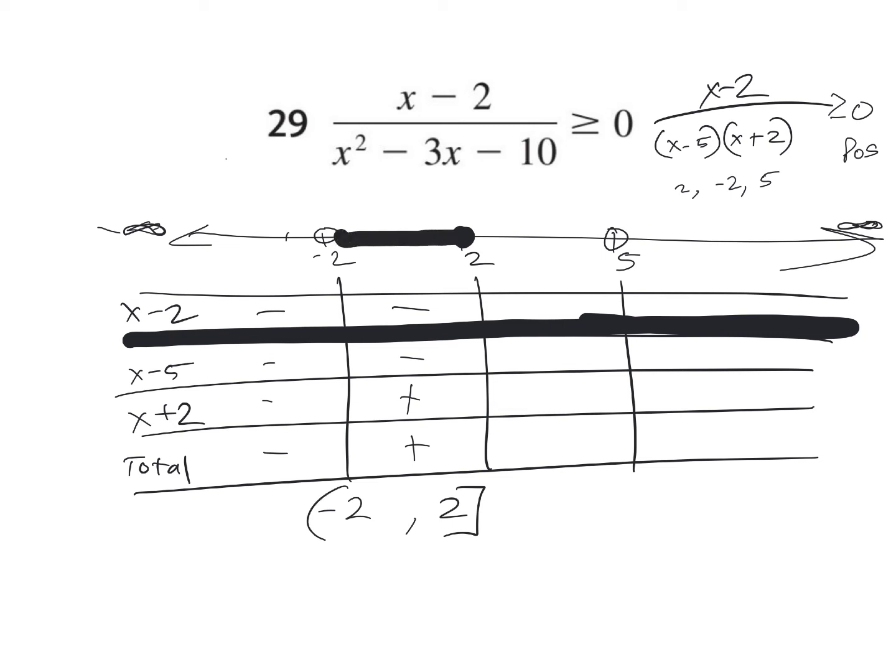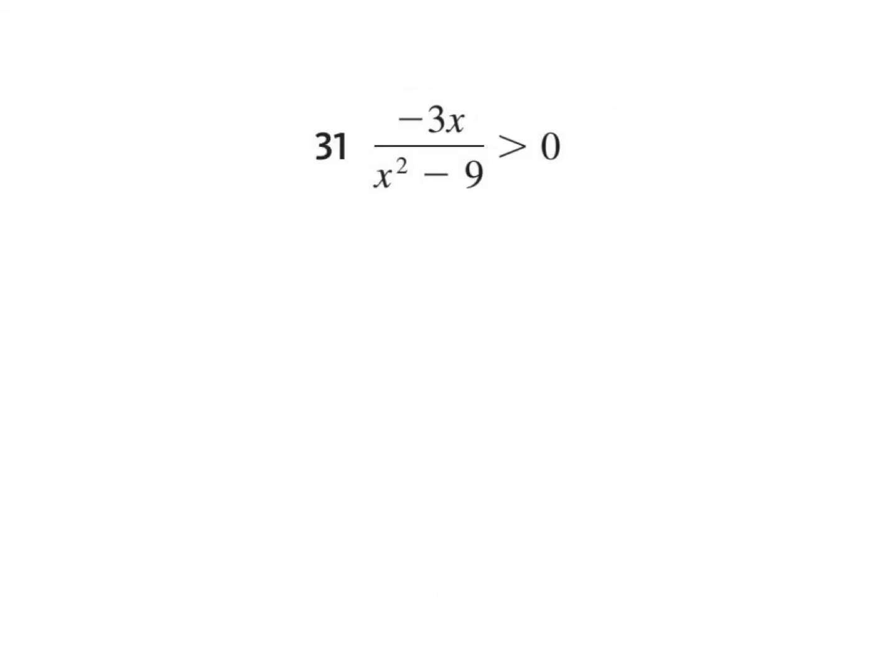Okay. And then between 2 and 5, let's try 3. 3 minus 2 is positive. 3 minus 5 is negative. 3 plus 2 is positive. That's a negative. Bigger than 5 is 6. 6 minus 2 is positive. 6 minus 5 is positive. 6 plus 2 is positive. So we do want the 5, not including the 5, to positive infinity. Union together. Okay, there's your answer.